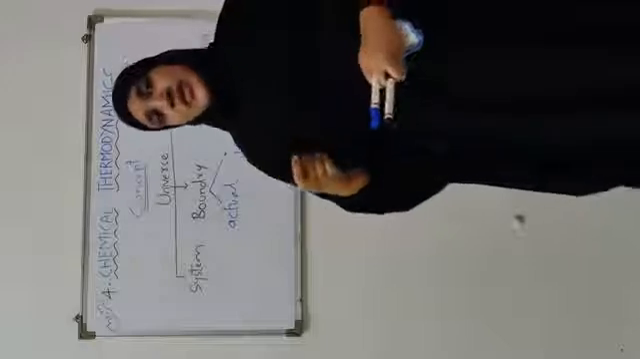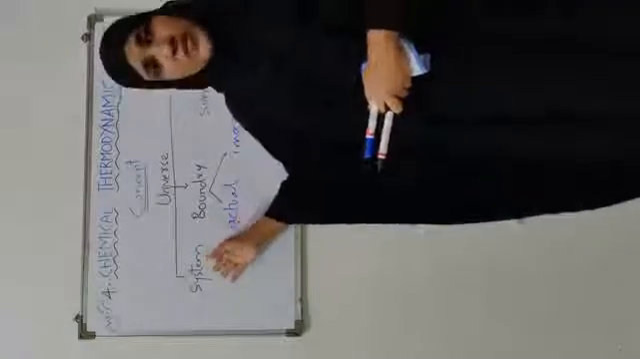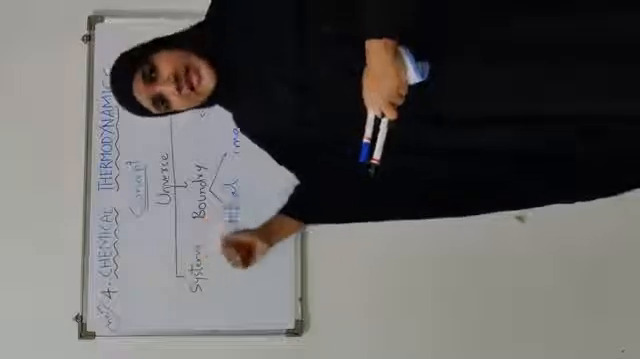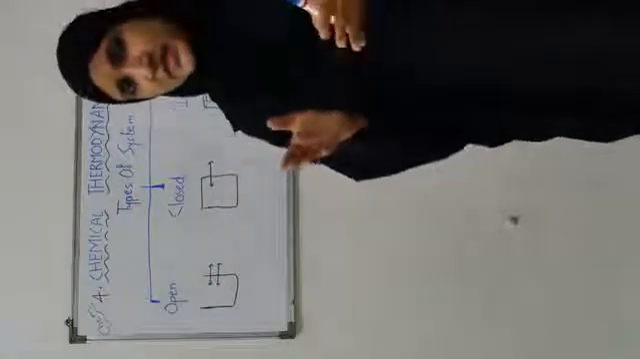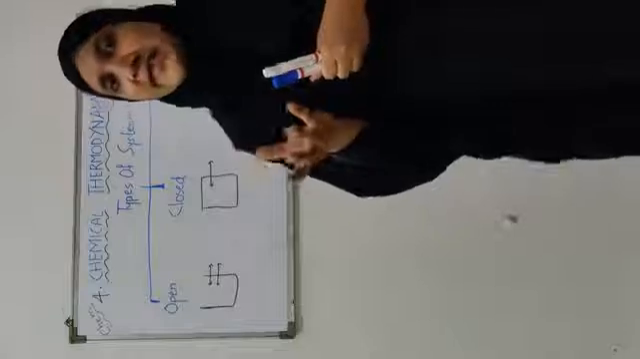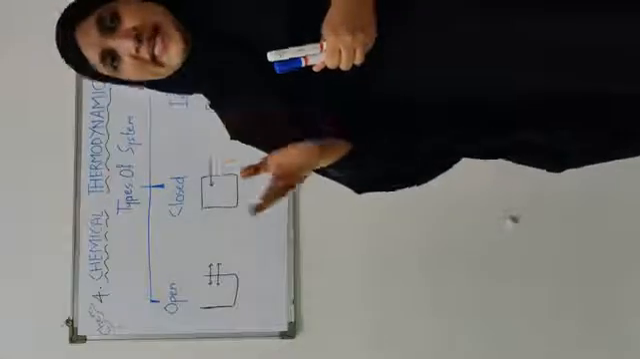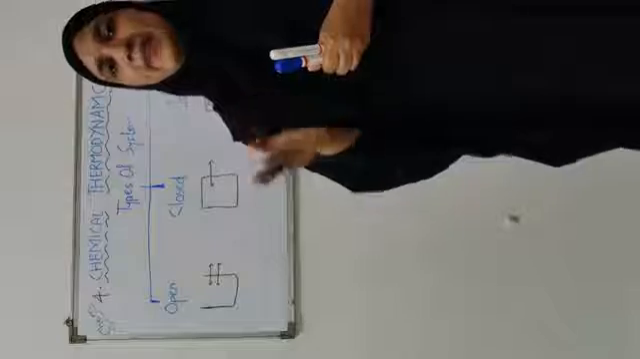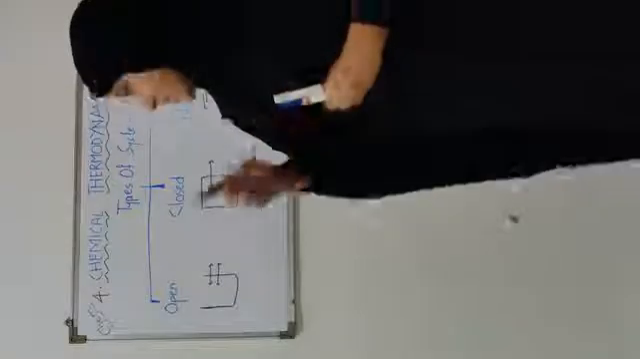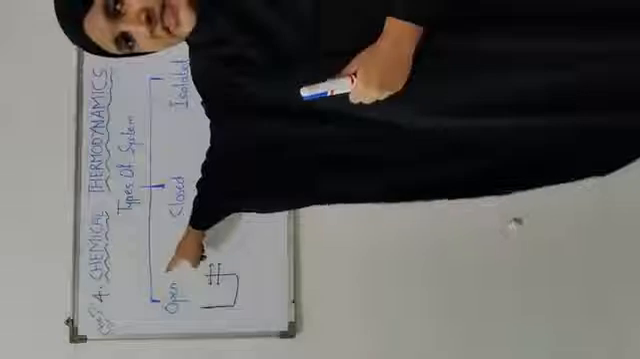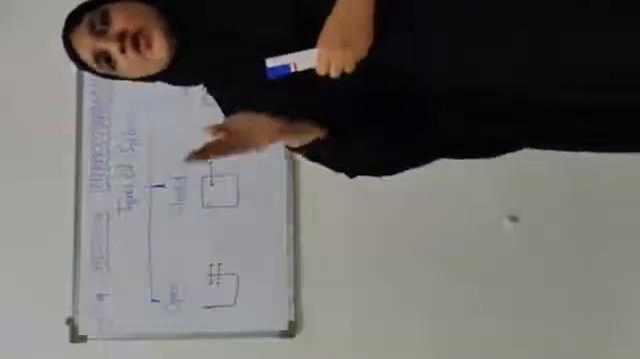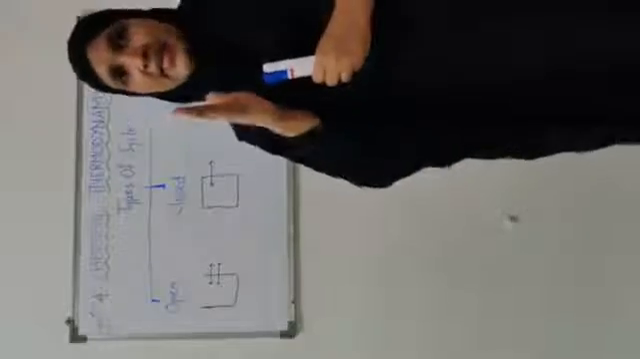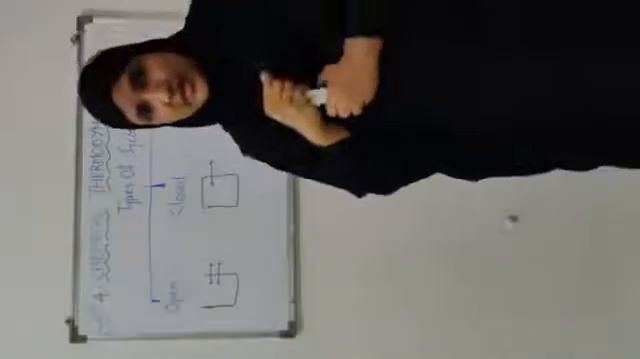Now let us try to understand different types of possible systems which we are going to study in thermodynamics. Now we will discuss types of system. The division of types of system is done on the basis of its capacity to exchange heat, that is energy, and matter with the surrounding. So this classification of system is done on the basis of the ability of a system to exchange energy and matter with the surrounding.